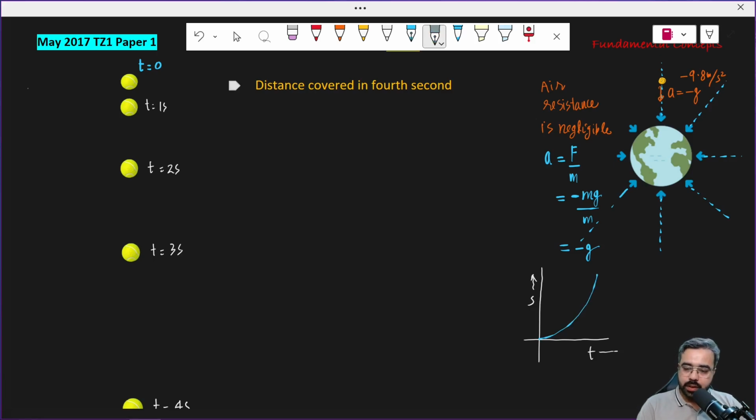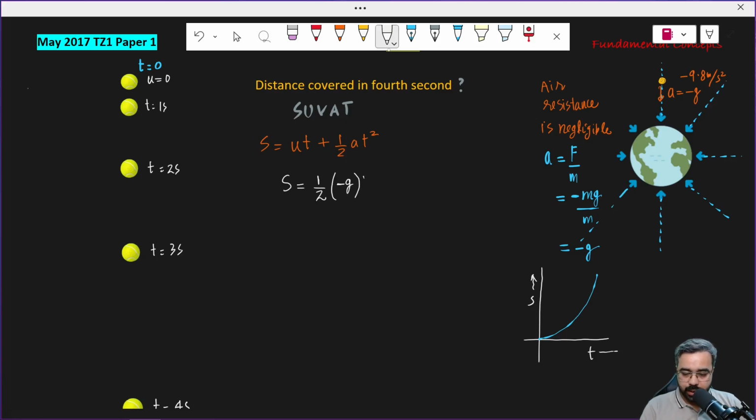So what will be the distance covered in the fourth second when we know acceleration is constant? So why not apply the Suvat equations? Because these equations deal with all the problems related to free fall motion. So s equals ut plus half at squared, right? Now we know that we have released it from rest, so the initial speed is 0. So s is just 1 over 2, and a is negative g, and the time t squared, which is negative 1 over 2 g t squared.